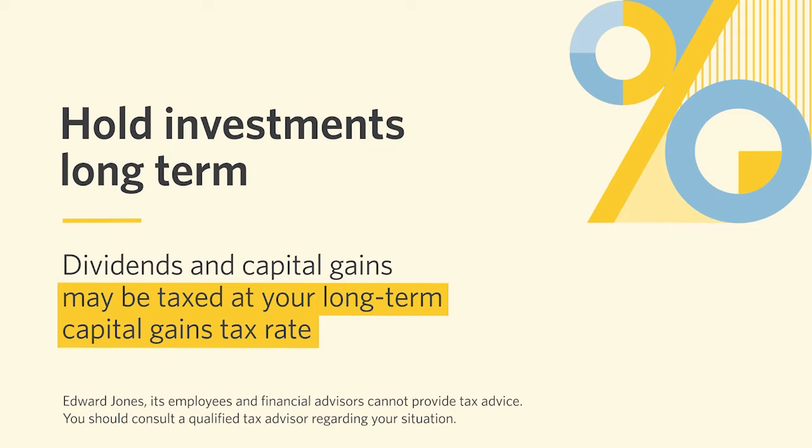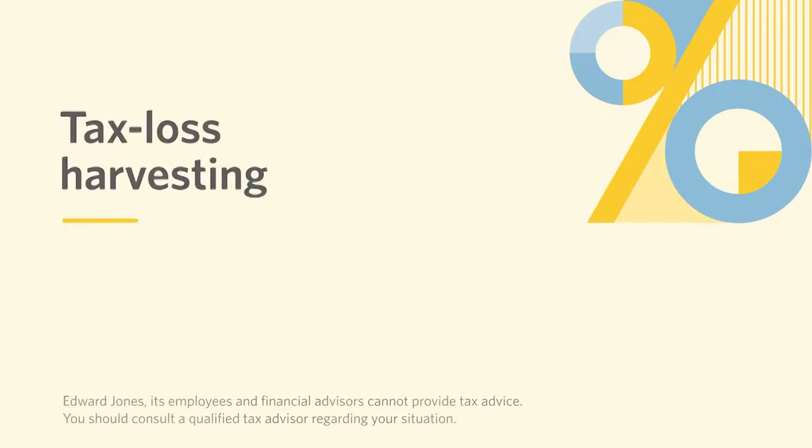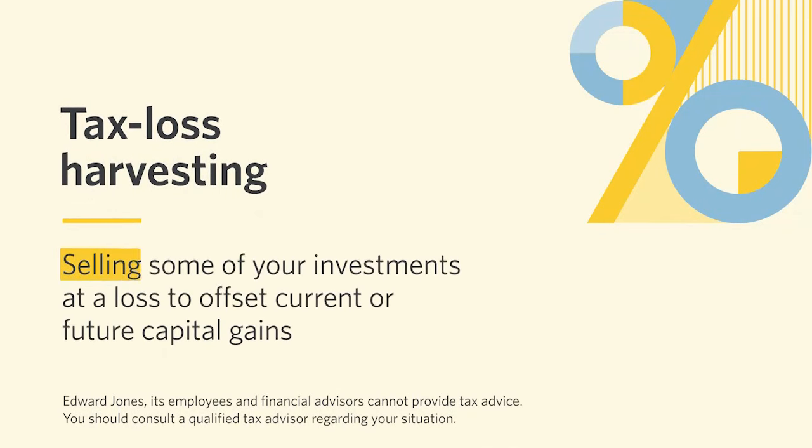That's a great point, Elizabeth. I'd also like to mention one more tax management strategy, and that's tax loss harvesting, which is when you sell some of your investments at a loss to offset current or future capital gains. This means if you have gains from the sale of one investment, we can sell other investments at a loss and reduce some or completely offset that gain. Let's walk through a quick example before we dig into the details of tax loss harvesting.